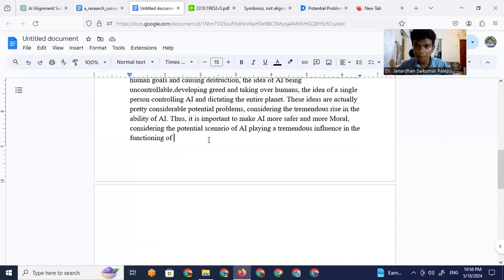So yeah, tremendous influence in the functioning of many systems. In the system. Yeah, I'm not using sophisticated vocabulary, because well, I can't. Maybe that is a problem. But anyway, so thus it is important to make AI safer and more moral, considering the potential scenario of AI playing a tremendous influence in the functioning of many systems in the future.